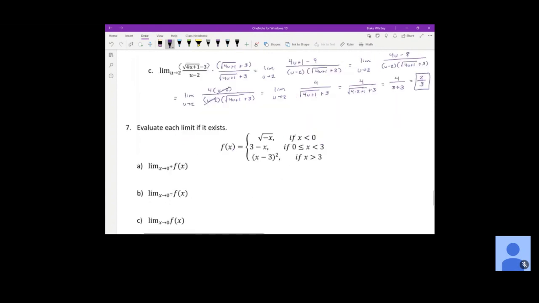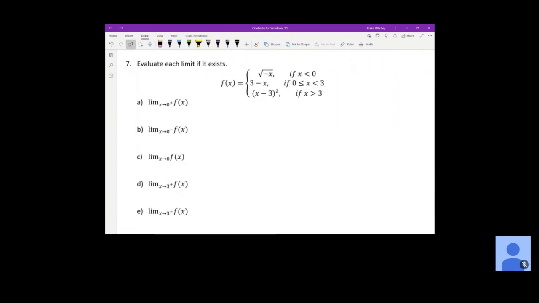All right. Last one, number 7. Okay, so this time we're given a piecewise function. We're asked to find each one of these limits now. So if we're looking for the limit as x approaches 0 from the right of that function, how are we going to do that?